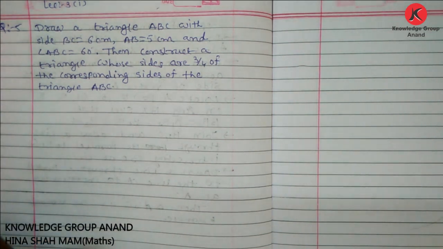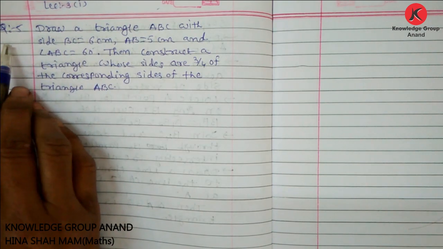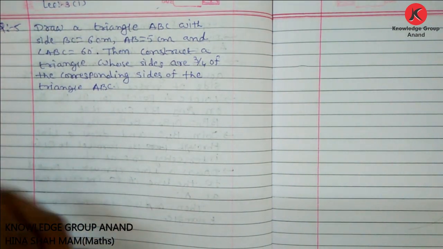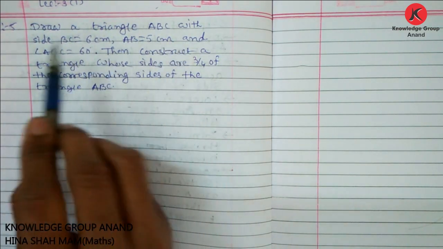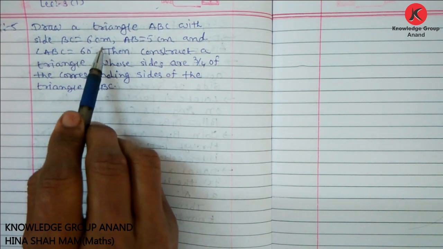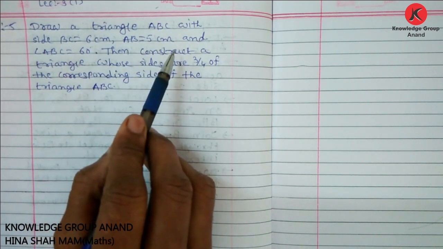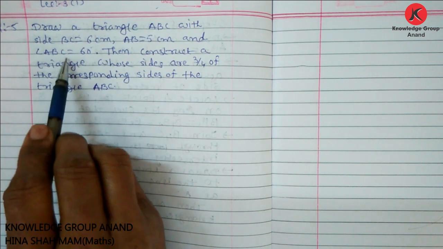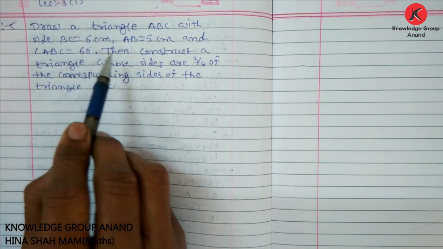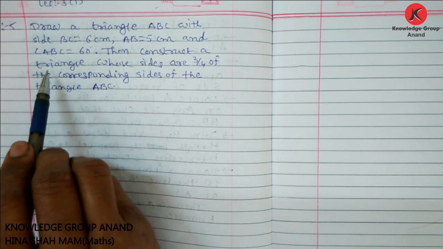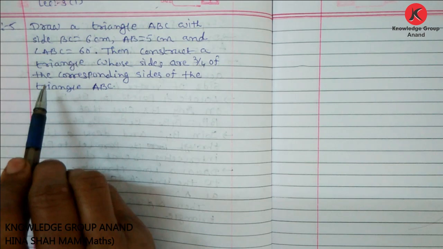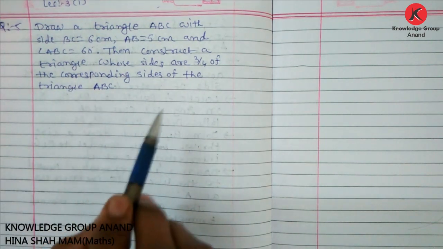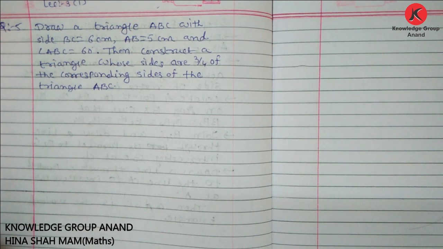Now, exercise 11.1, question number 5. Draw a triangle ABC with side BC equal to 6 centimeter, AB equal to 5 centimeter, and angle ABC equal to 60 degree. Then construct a triangle whose sides are 3 by 4 of the corresponding sides of triangle ABC.